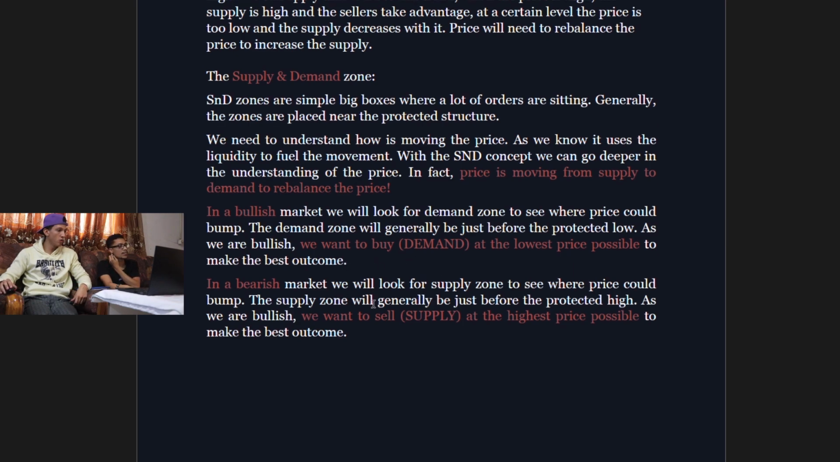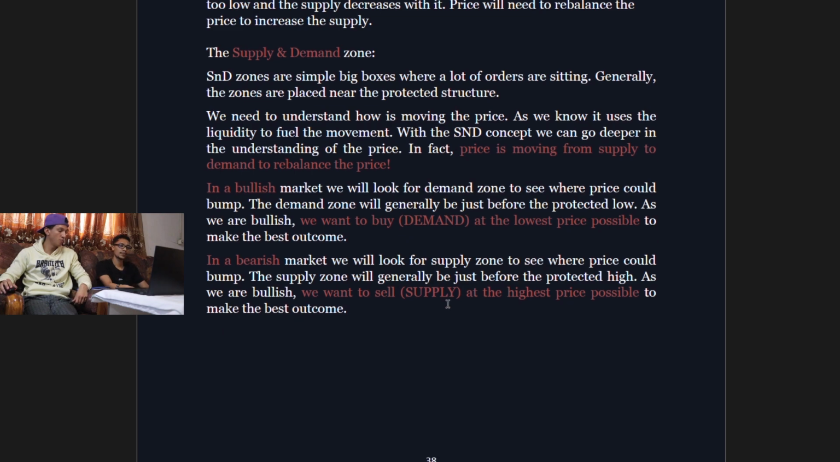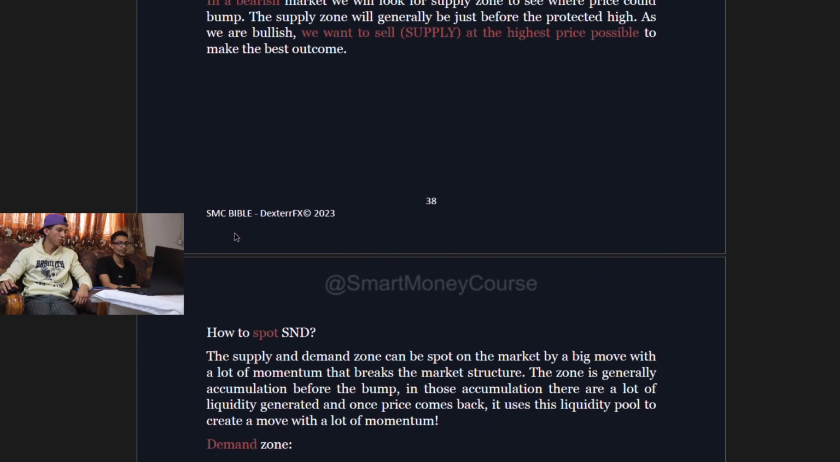In a bearish market, we will look for the supply zone to see where price could bump also. So it's basically the opposite of what we just said on top. The supply zone will generally be just before the protected high, yes, as it is in a bullish market. We want to sell supply at the highest price possible to make the best outcome. So exactly just the opposite as we saw so far, supply and demand.